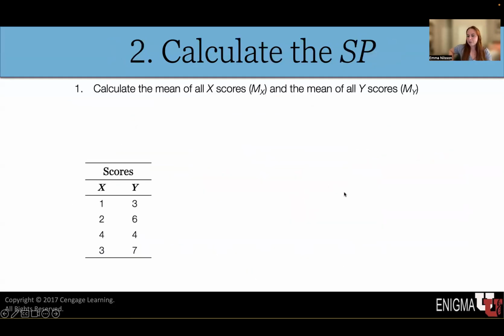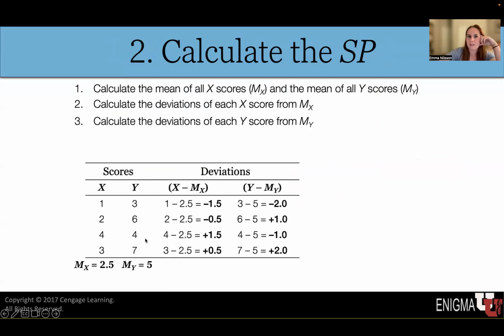The second step, after we formed a scatter plot and figured out that we can use Pearson's R, is we're going to calculate the numerator, or sum of the products of deviations from the mean. So how we're going to do this is we calculate the mean of all of the X scores and the mean of all of the Y scores first. The mean of all of the Xs is 2.5. The mean of all the Ys is 5. Then you're going to calculate the deviations of each X score from the mean of the Xs and each Y score from the mean of the Ys.